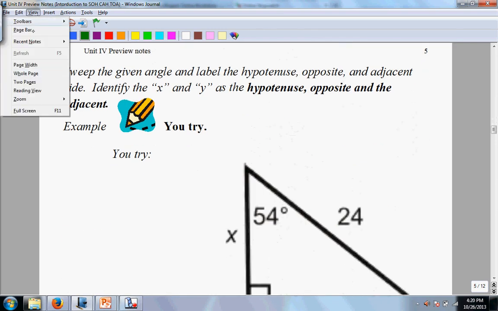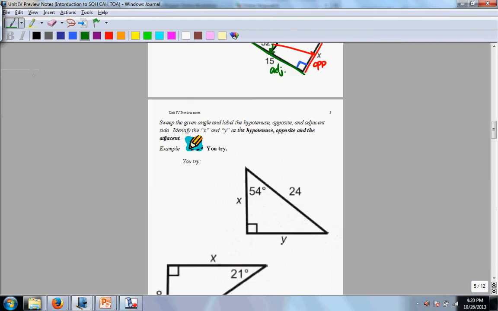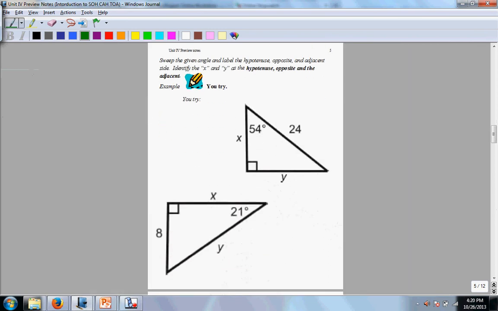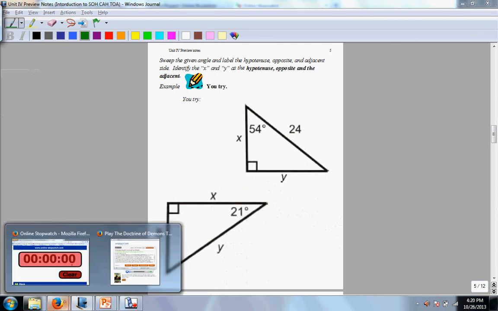I'm going to give you 1 minute, and I'd like you to go through and again sweep the angle that you're working with, find the opposite, the adjacent, and the hypo in these diagrams.